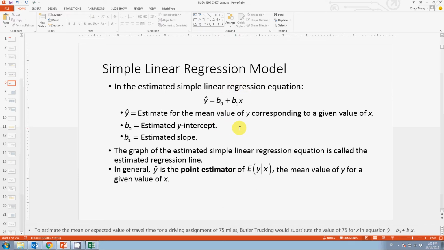In our regression model, we use y hat because this is an estimated value, it's not the real y value. To differentiate between the estimated value and the actual value, we use the hat. So this is a hat. Whenever you see this hat, that means it's an estimated value. Okay? So b0 is the intercept, and b1 is the slope. The y hat is the point estimator of the mean of the y value, or expected y value, given an x value.